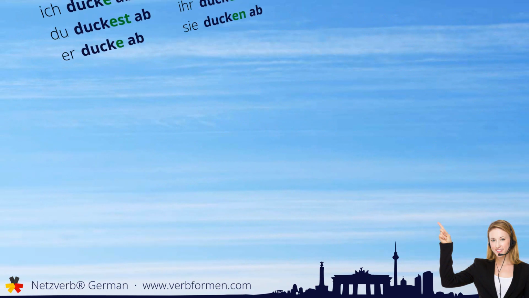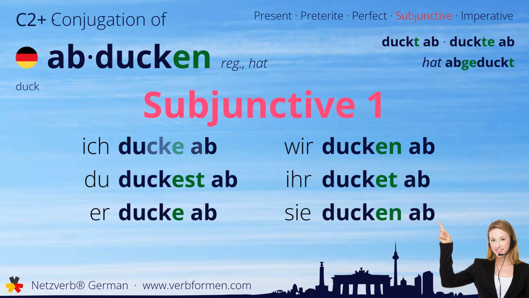Next up is the subjunctive one. Ich ducke ab. Du duckest ab. Er ducke ab. Wir ducken ab. Ihr ducket ab. Sie ducken ab.